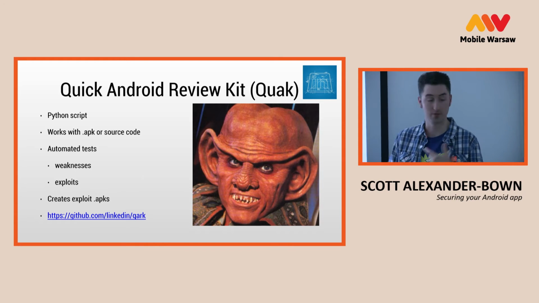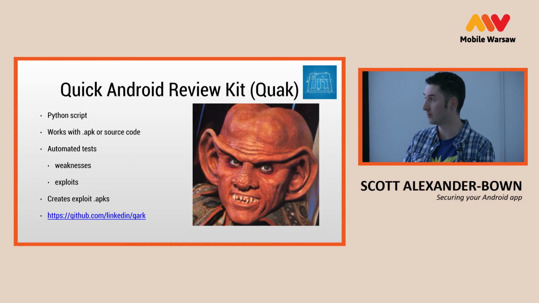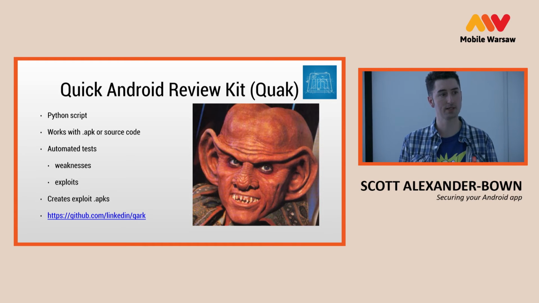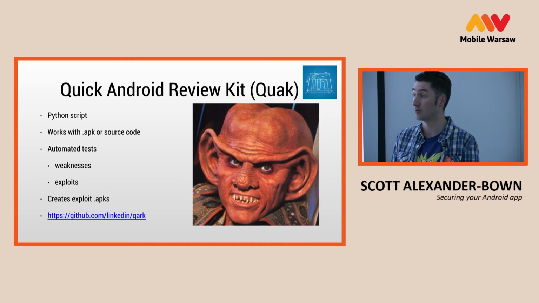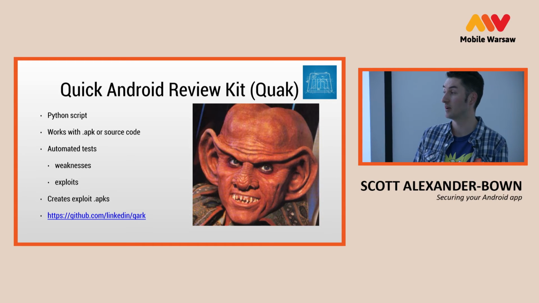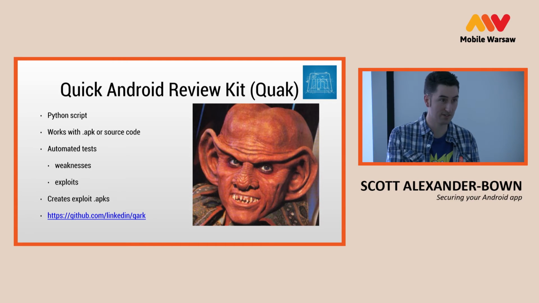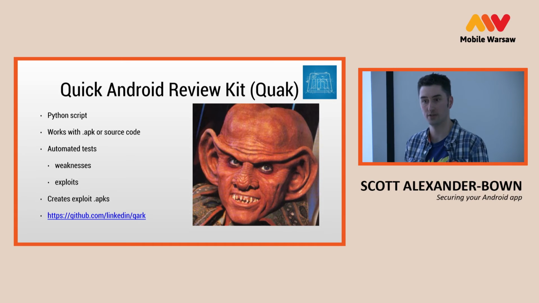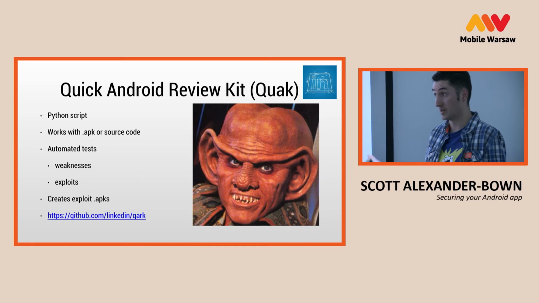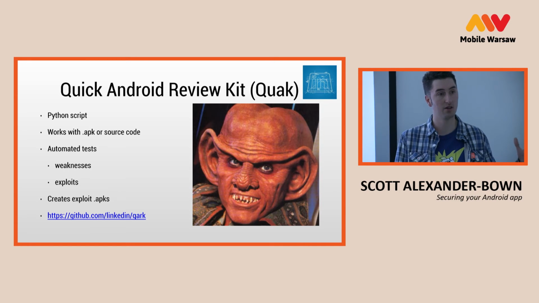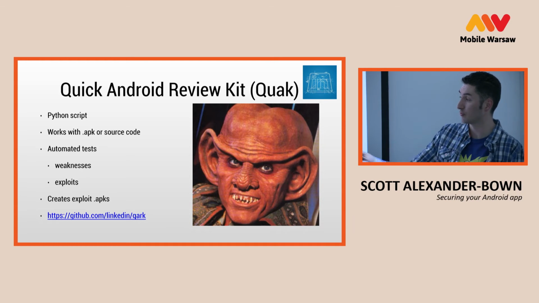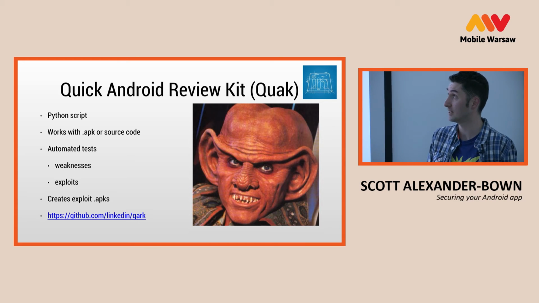The idea is, this is a Python script, and it works with your source code or an APK file, so you can run it on third-party apps if you want to test them. It does a load of automated tests for weaknesses, it tests for exploits. And what's really cool is it will create an exploit APK file that you install on the phone as well, that you can then use to demonstrate these exploits to people, which I think was pretty cool. It's a good way of illustrating to your project manager, your stakeholder, whatever, that you need some time dedicated to fix these flaws. It's been open sourced by LinkedIn, and worth checking out.